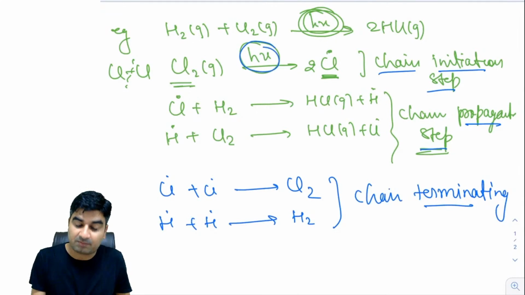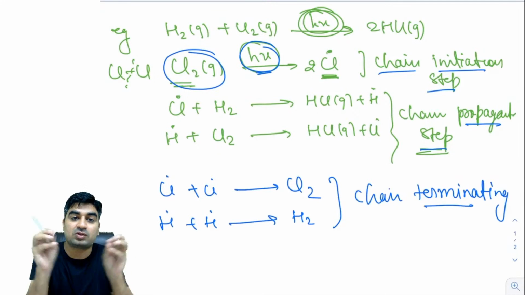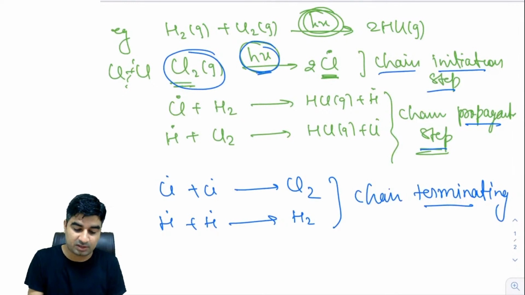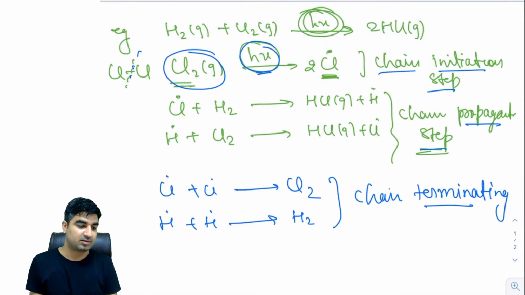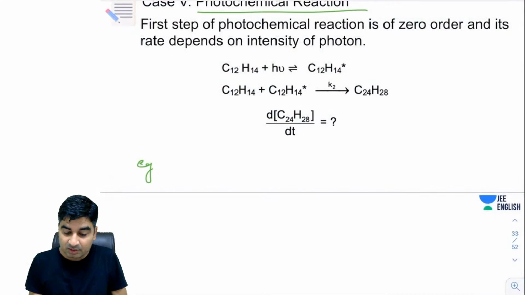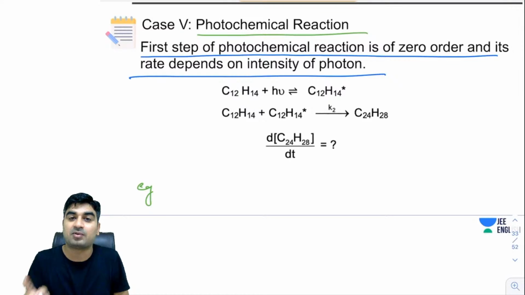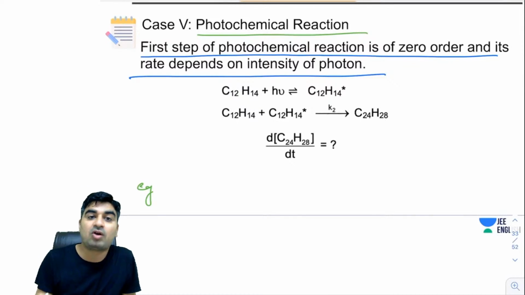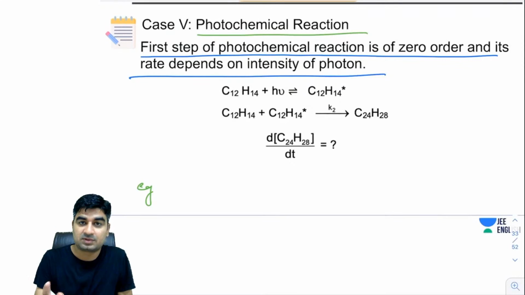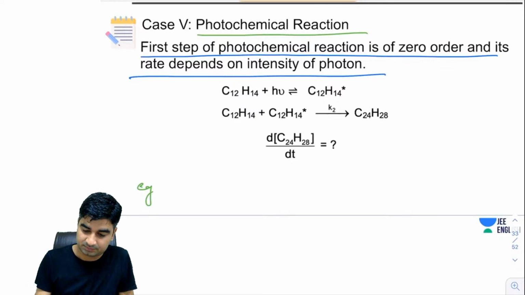The chain initiation step, the first step, will always be zero order. It will not depend upon the concentration of chlorine. It will depend upon the intensity of photons which are colliding with chlorine molecules and breaking them. Right? So it is good if you have already learned it. Then let's move. So the first step of a photochemical reaction is zero order, and its rate depends upon the intensity of photons. And the overall order of a photochemical reaction can be zero or non-zero. Just note it down.